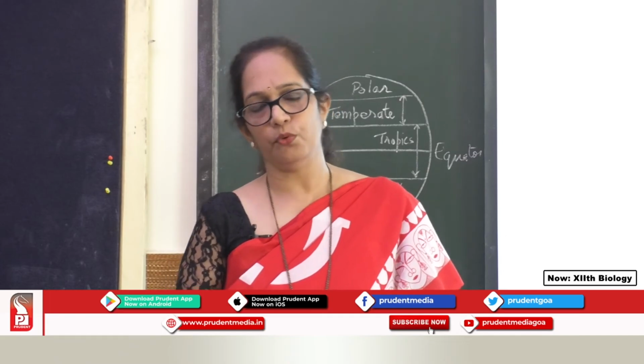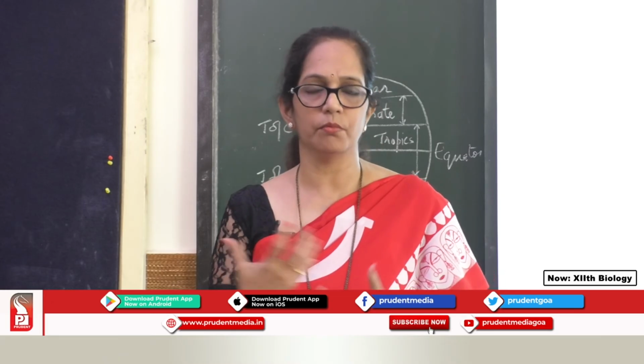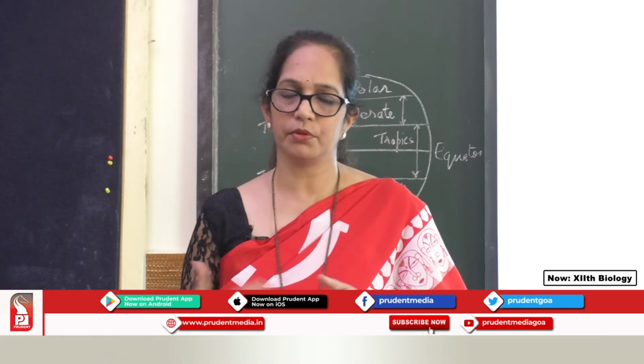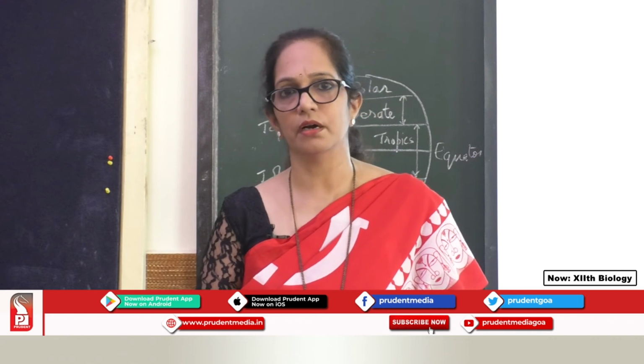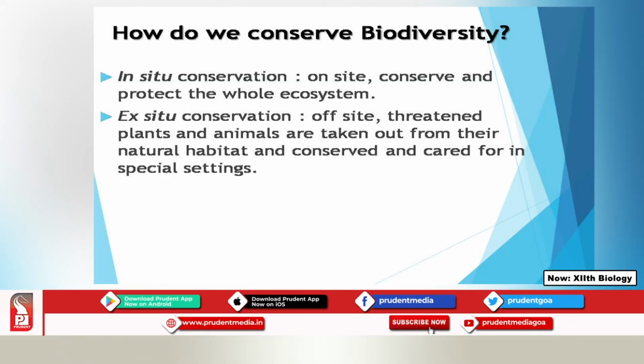Now that we know that biodiversity loss is there, and that we should conserve biodiversity, how do we conserve it? How can we go about protecting our nature, our wildlife, the other species other than human beings? The first approach is in situ. In situ means in the situation where they are. Wherever they are, you make them stay safely. And the second approach is the ex situ approach.